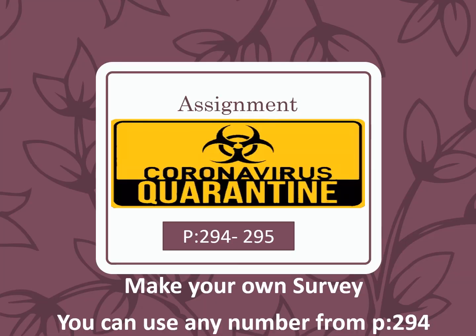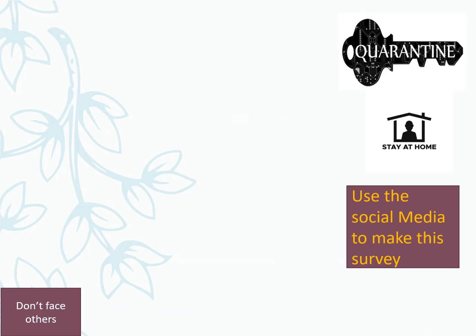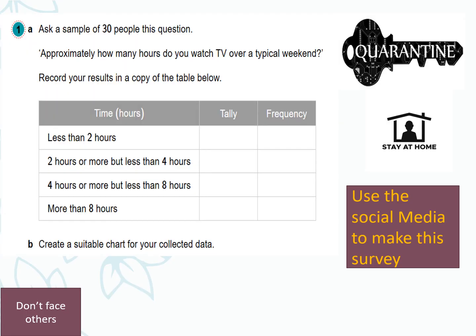Now that's your assignment for today. It's on pages 294 to 295. I didn't choose a question for you. You can do your own survey by choosing any topic from the lesson. And if you didn't like the topics in the lesson, you can do your own topic, your own survey. That's a sample. This exercise is in your book.